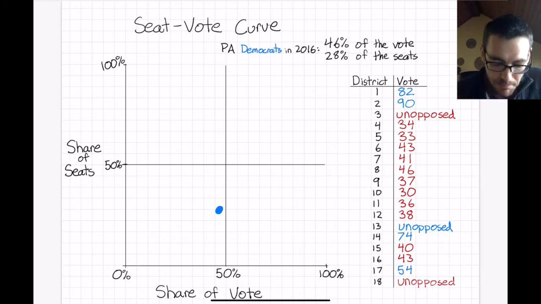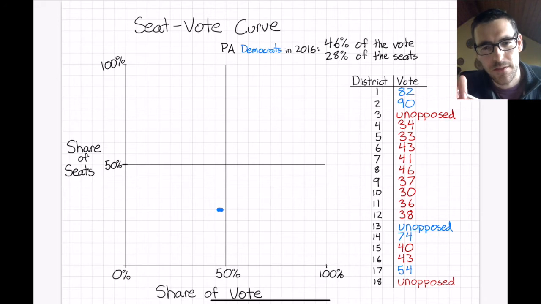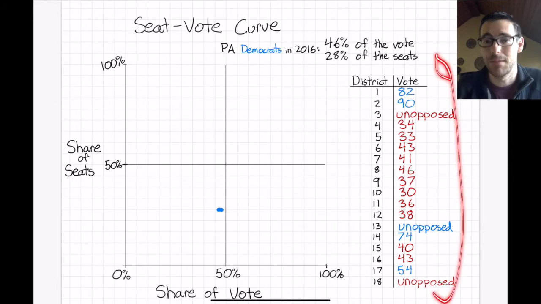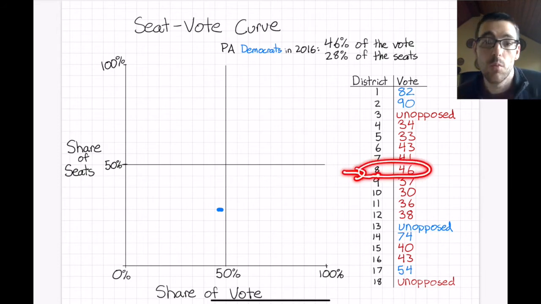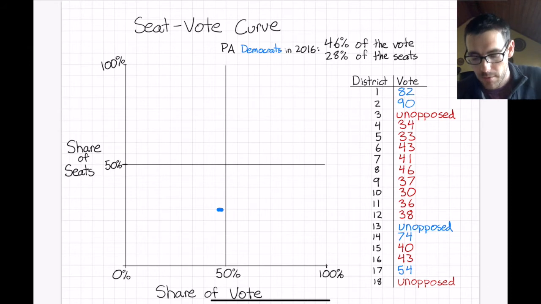So we can expand our seat vote curve a little bit. We can extend this point to the right by a tiny amount, by 1%. I like to think of this as a dial that we're turning. We're gradually increasing the percentage of the vote that the Democrats won until we actually see a change. If we increase all these numbers by 2, nothing happens. By 3, nothing happens. But if you look at District 8, District 8 was won by the Republican because the Democrat only won 46% of the vote. So if the Democrats won 4% more, then they would have won 50% of the votes across the state.